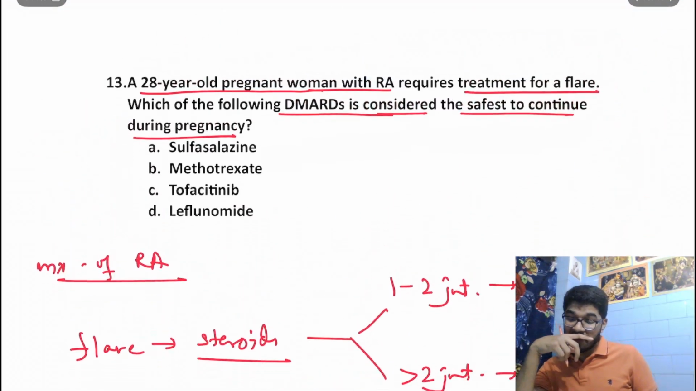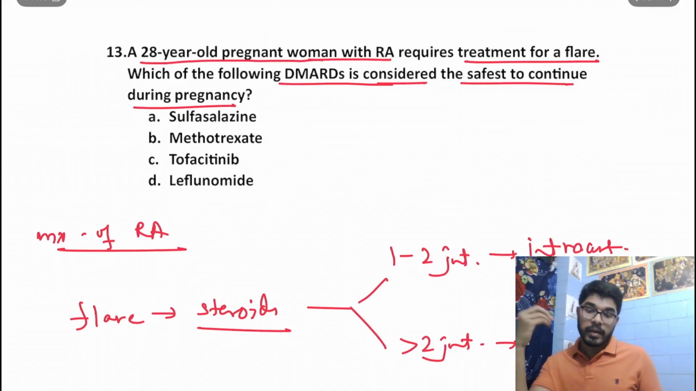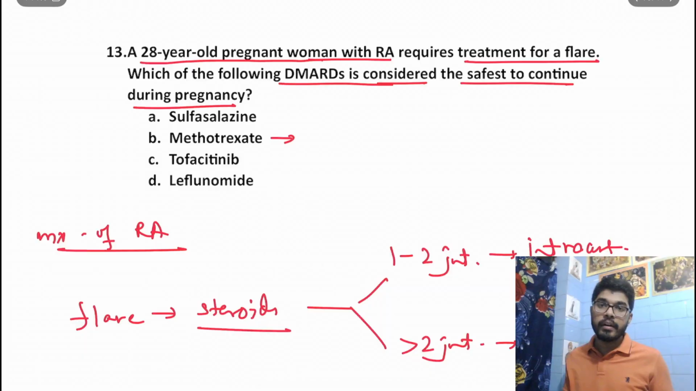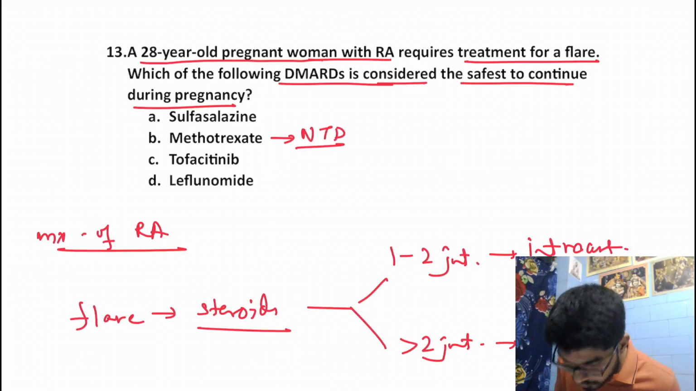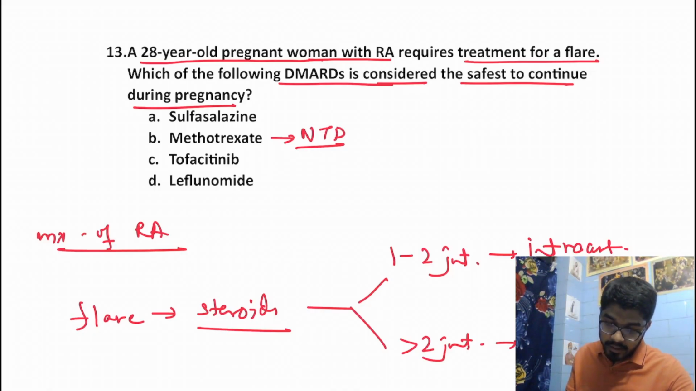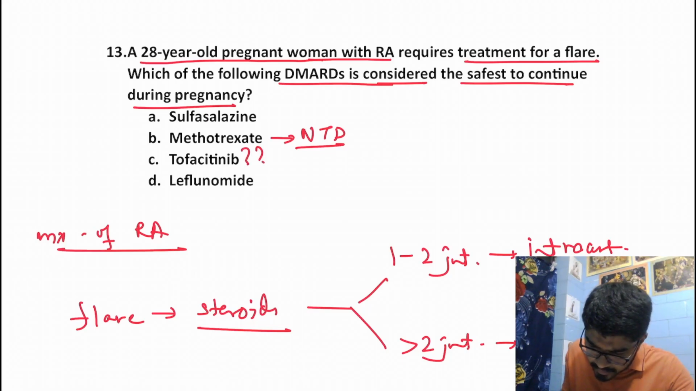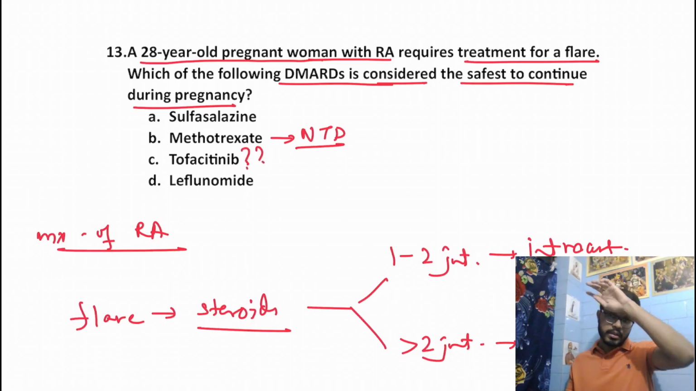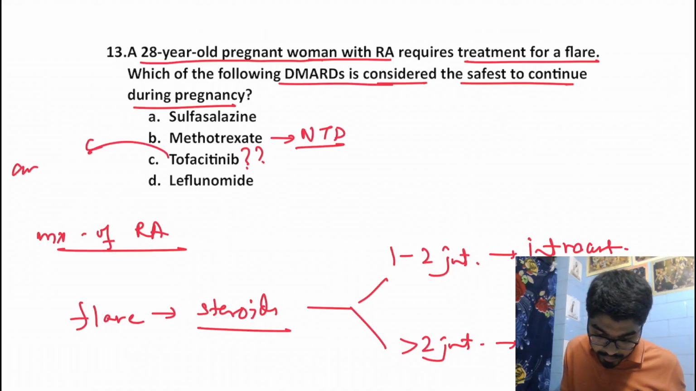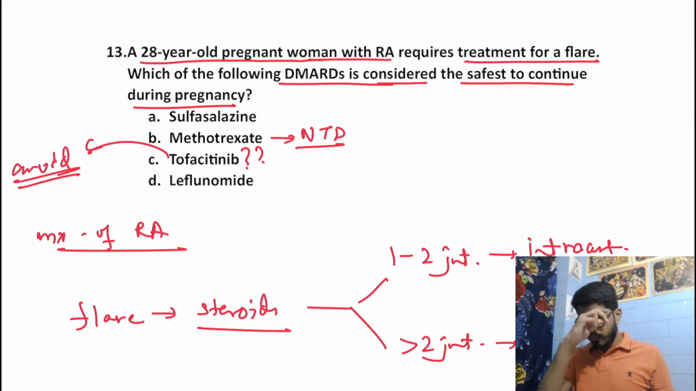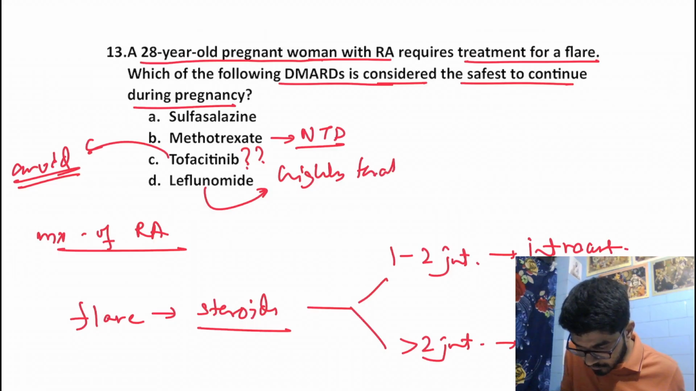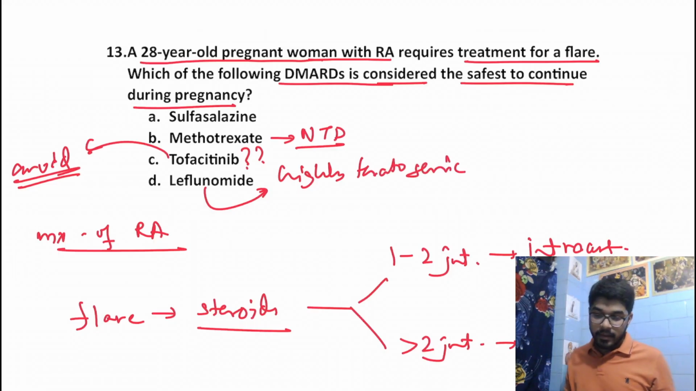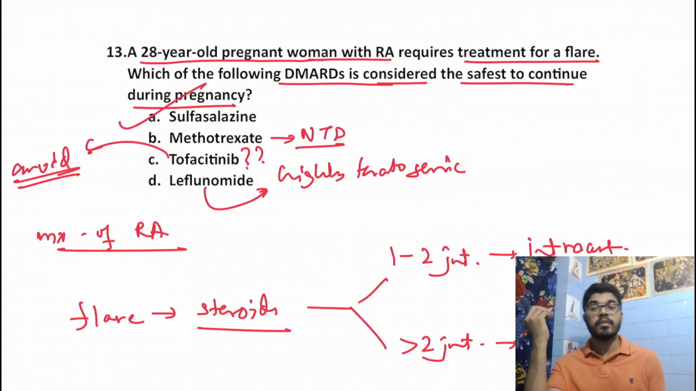Now, if we talk about their use in pregnancy, methotrexate is a dihydrofolate reductase inhibitor. It decreases folate, so it will cause NTDs, neural tube defects. So this is absolutely contraindicated. If we talk about tofacitinib, it is an extremely question mark thing. Not much data is present, that's why it is better to avoid it. Avoid tofacitinib. And leflunomide is also highly teratogenic. So our only option that is left with us is sulfasalazine. Yes, sulfasalazine can be used even in pregnancy, right?